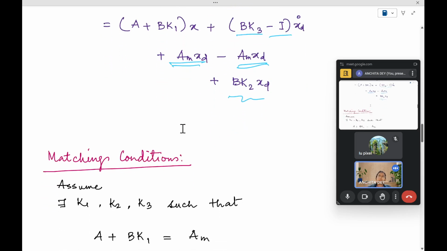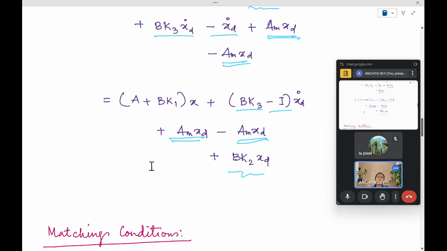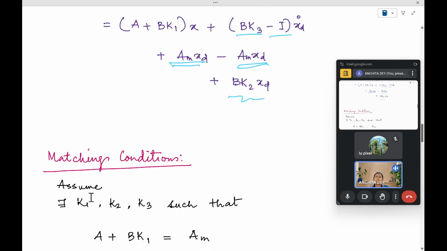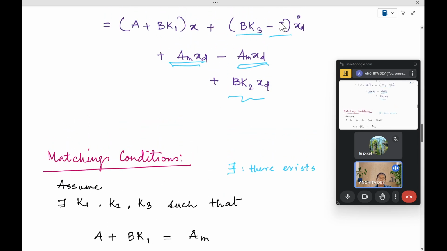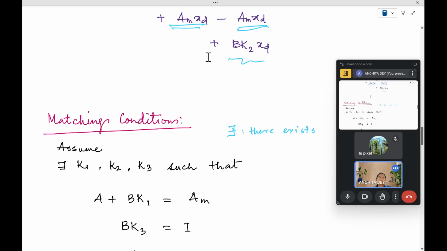So it turns out that provided the following assumption, which I'm going to talk about, is satisfied, then we get a nice enough tracking error. So assume that there exist, this symbol means there exists, such gains k1, k2, k3 such that a plus b k1 is equal to am, right? b k3 is equal to I, and b k2 is equal to minus am.